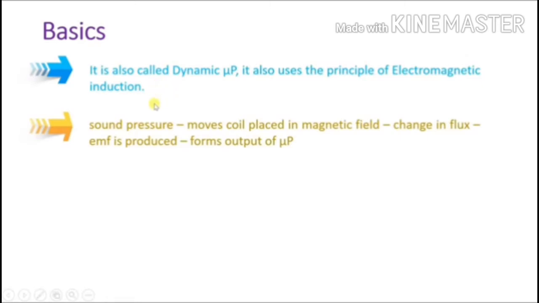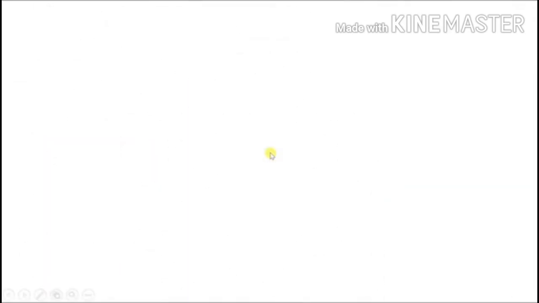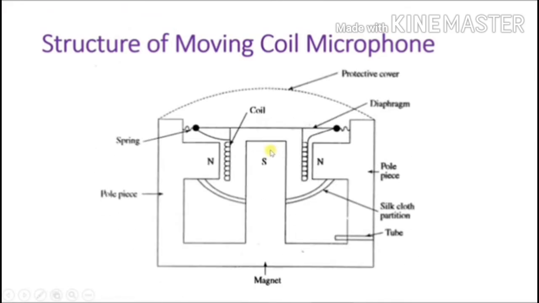When you see how it works, when you apply sound wave on the microphone, that sound pressure will move the coil, and that motion of coil in the magnetic field will provide change in flux, and because of change in flux there will be generation of EMF, and that EMF we will take as output of the microphone. So we will see in detail how that is happening. Let us see first how the structure is with a moving coil microphone.